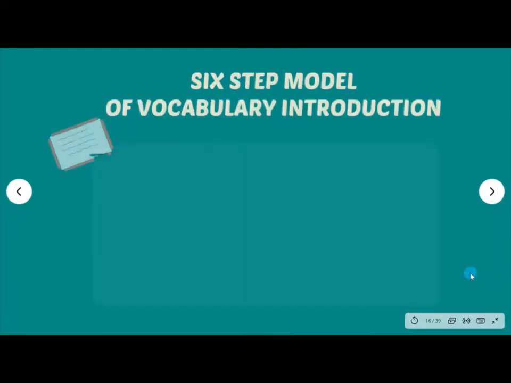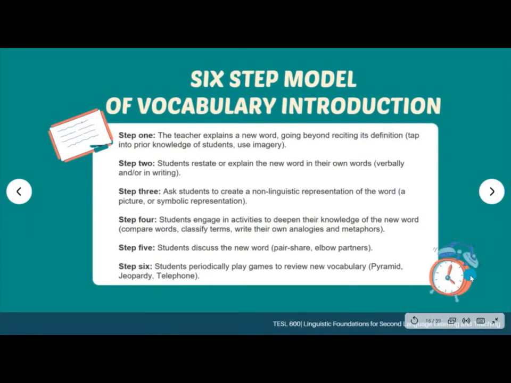Next one, we have here the 6 steps of vocabulary introduction. It's very easy. So for step 1, as a teacher, explain a new word going beyond reciting its definition. So you can tap their schema, background knowledge, or prior knowledge. You can use imagery, you can use motivation, you can use games. Okay, so step 2, students restate or explain the new word in their own words. So maybe they can do it verbally or in writing.